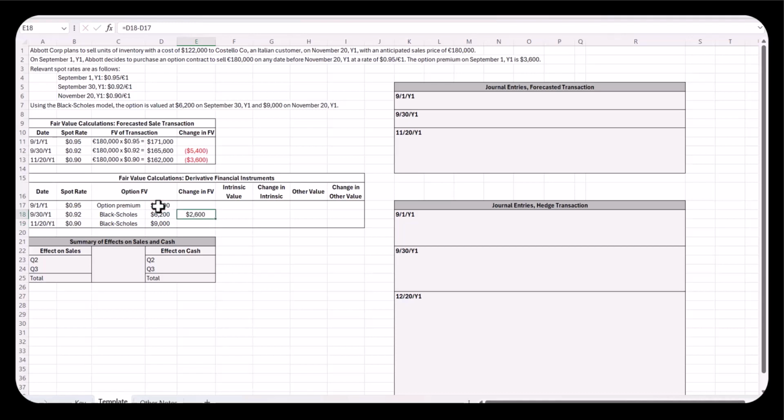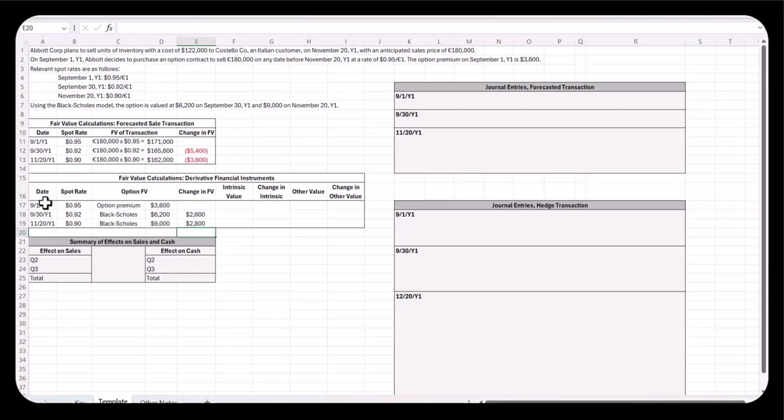So here in cell E18, we see that our value has gone up by $6,200 during the period. And then we do that process again on 11/20. We take the fair value on that date, subtract it from the last time we measured it, which was September 30th, and we've got another increase in fair value. Notice that, as we would expect and hope, our sale transaction fair value went down, but our derivative fair value went up, and that's the purpose of hedging.